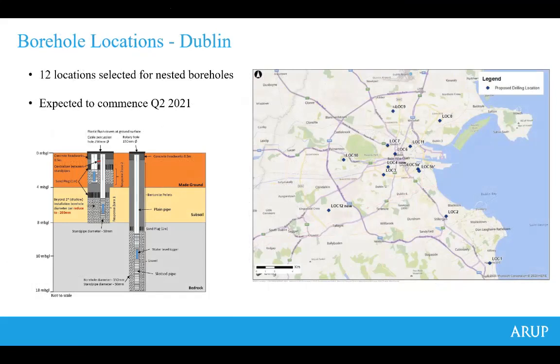And there's 12 monitoring locations as seen there. And the only difference here is we have included for sampling points in the made ground, which in Dublin can be quite thick. So that's really it.